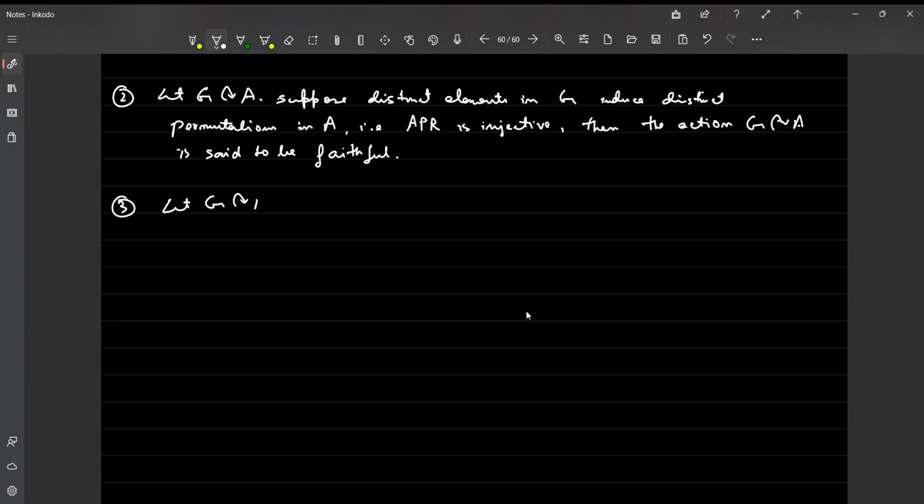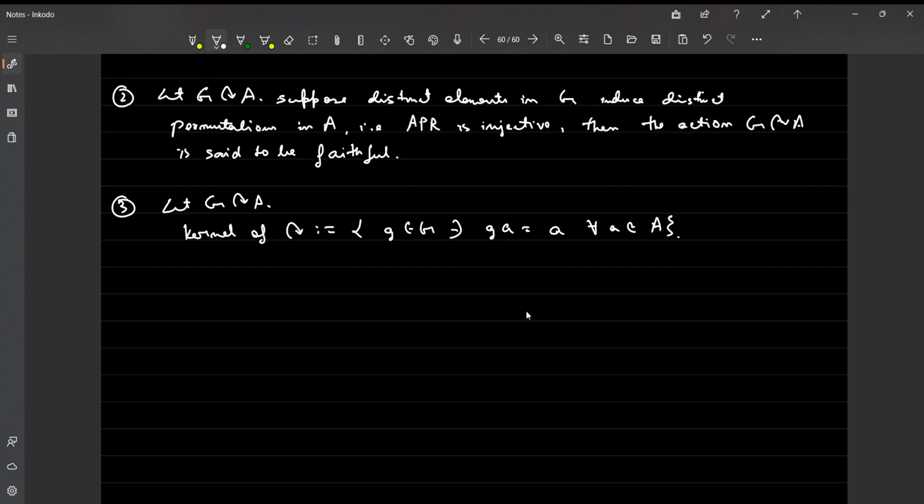Number 3. Let G be acting on A. Then we define the kernel of the action as the set of all the elements g in G such that g of a is equal to a, and this happens for all a in A.